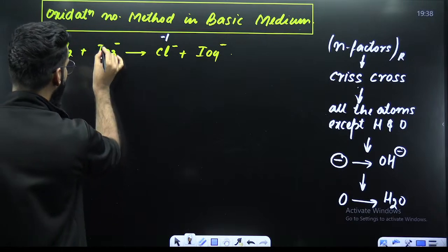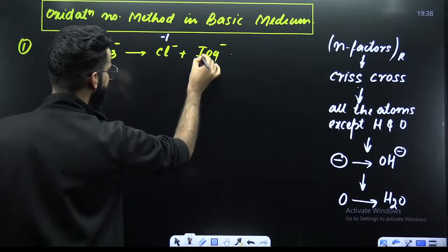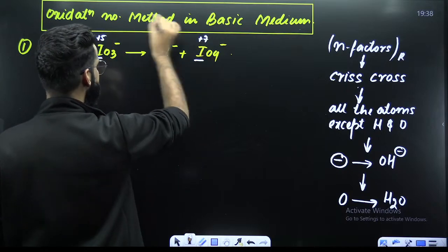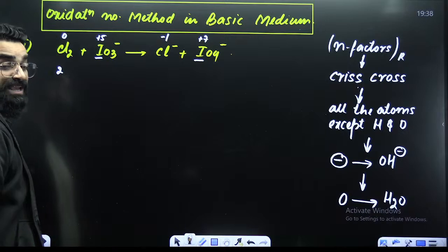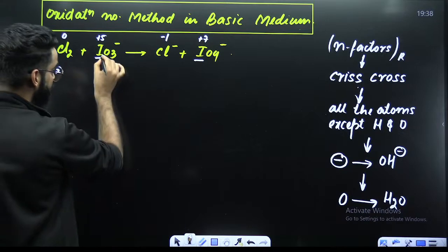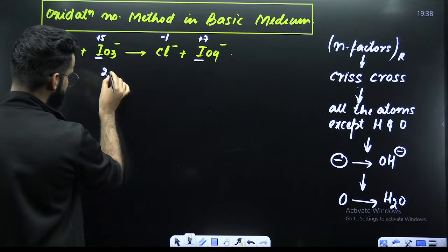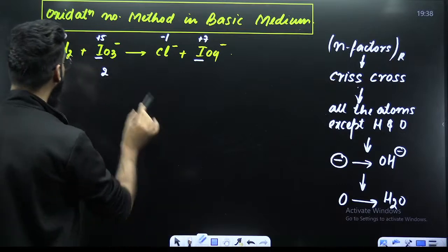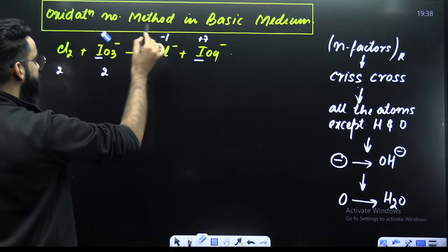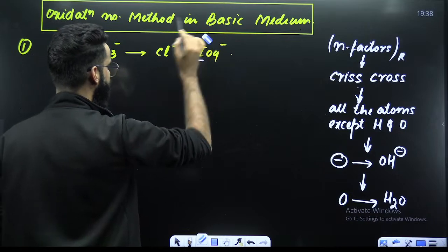Iodine here is in the +5 oxidation state. Here the same iodine is in +7. +5 to +7. The change is 2. 2 is the change for one atom of iodine. I've got only 1, so its n factor is 2. So what did you calculate over here? We got the n factors of reactants.